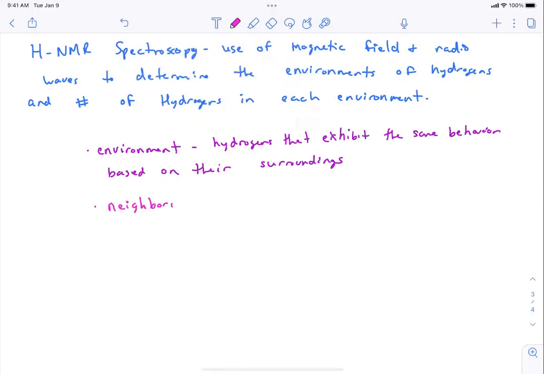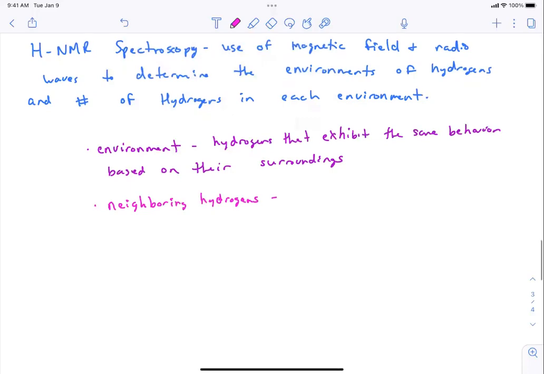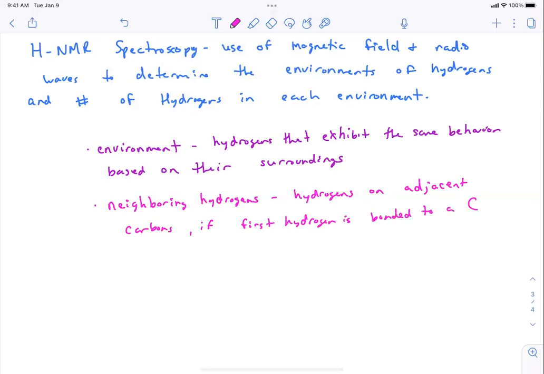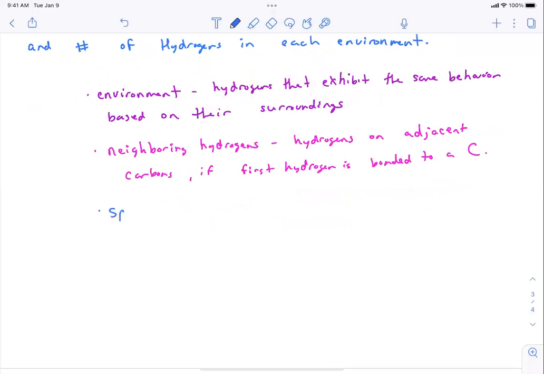Two, neighboring hydrogens. These are described as hydrogens on adjacent carbons if the first hydrogen is bonded to a C. So neighboring hydrogens only occur if the original hydrogen you're talking about is bonded to a carbon. If they're bonded to an oxygen, the oxygen blocks any neighboring hydrogens from it. So if you're looking at an environment and they're bonded to a C, then you look at the neighboring hydrogens on the neighboring carbons, and that tells you how many neighboring hydrogens you have. Which then helps you understand the splitting pattern.